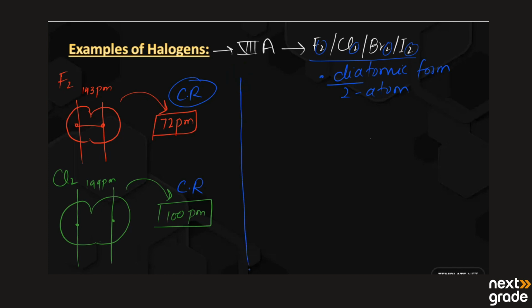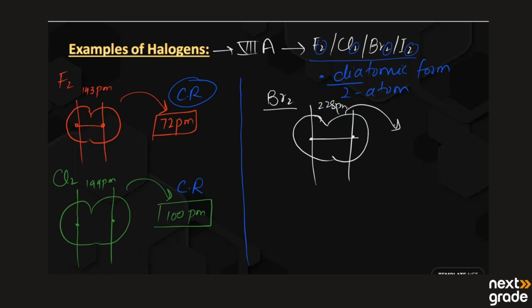After chlorine, the next element is bromine. Br2 stands for bromine. Now the structure of bromine is like this. These are their nuclei, and the distance between the two nuclei is almost 228 picometer, and half of this is almost 114 picometer. So this is the covalent radii of bromine.